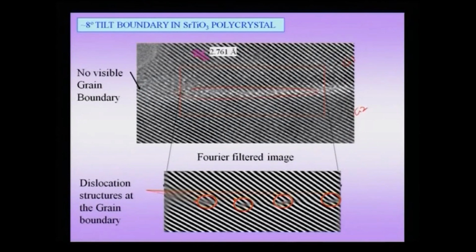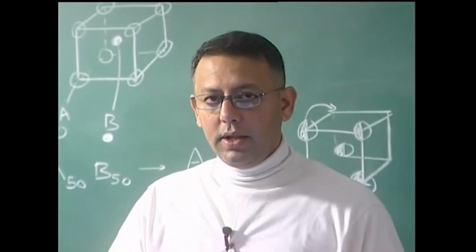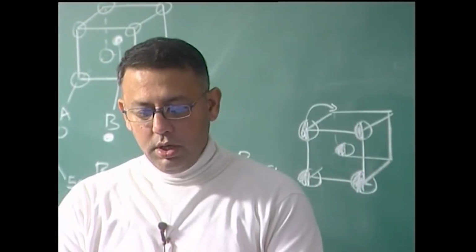In other words, I can clearly see an array of dislocations sitting along the grain boundary, which has a small misorientation of about 8 degrees. It is an 8-degree tilt boundary, and therefore it is leading to a small misorientation, which I pointed out is characteristic of the low angle grain boundary. Clearly, therefore, the dislocation I am describing here is leading to this misorientation and is therefore a structural dislocation.